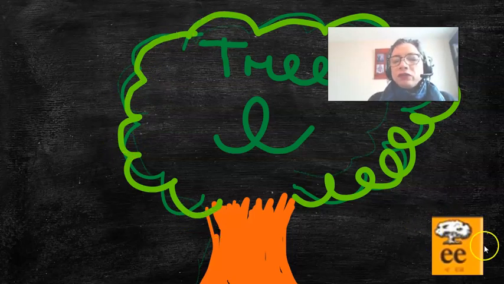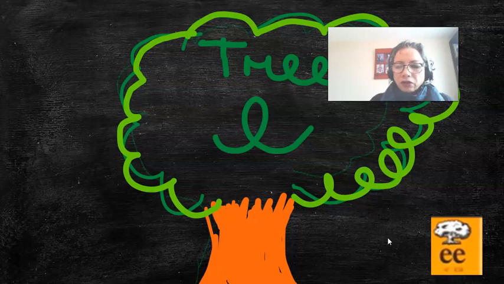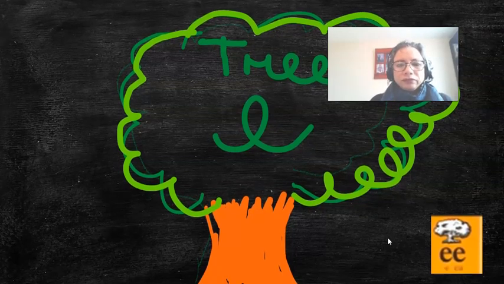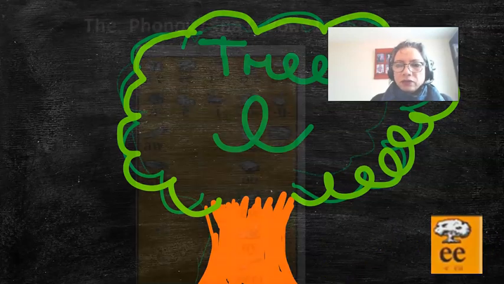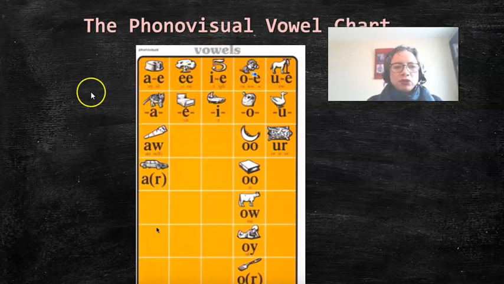In your phonovisual chart, you will find the sound like this. This is the representation in the phonovisual chart. Let's switch to the next one. Here we have the phonovisual chart. We're going to concentrate initially on vowels, in row number 1 and row number 2.